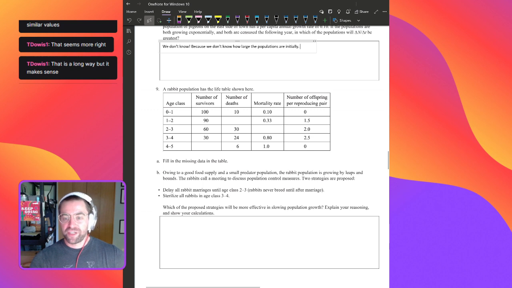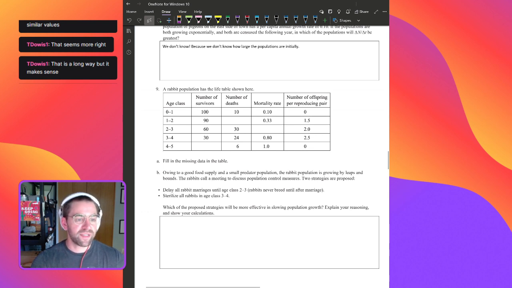A rabbit population has the life table shown here. So we have age group, number of survivors, number of deaths, mortality rate, and the number of offspring per reproducing pair. So number of offspring per 2 individuals. Okay? Fill in the missing data on the table. Cool. We've got survivors, deaths, mortality rate, and offspring per year.